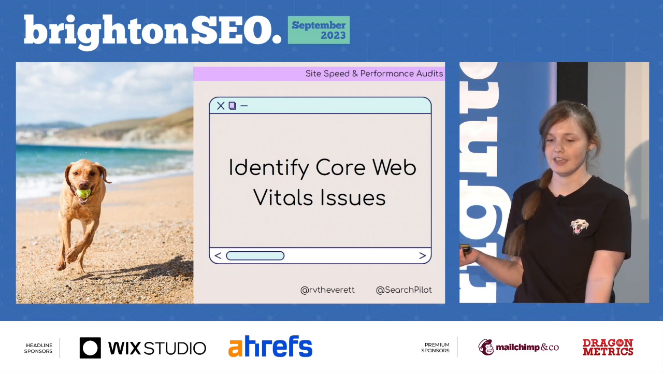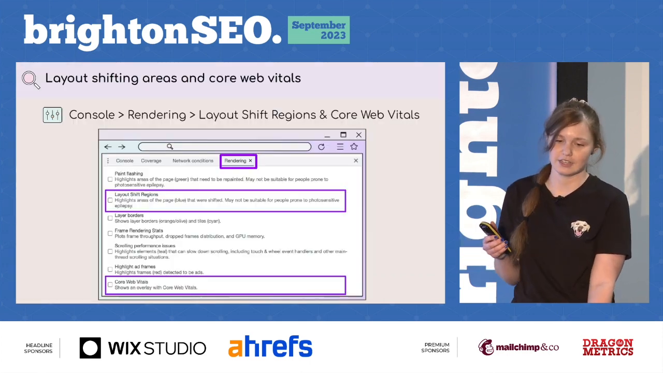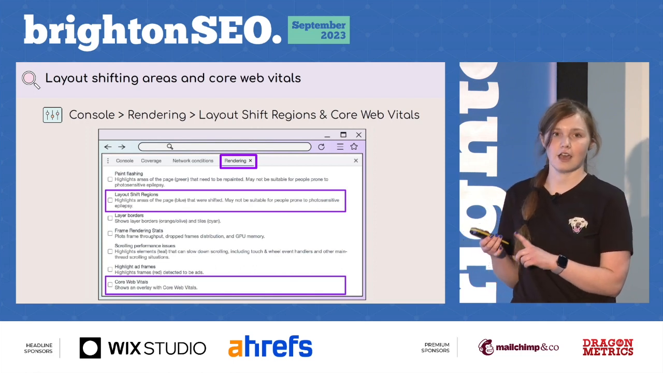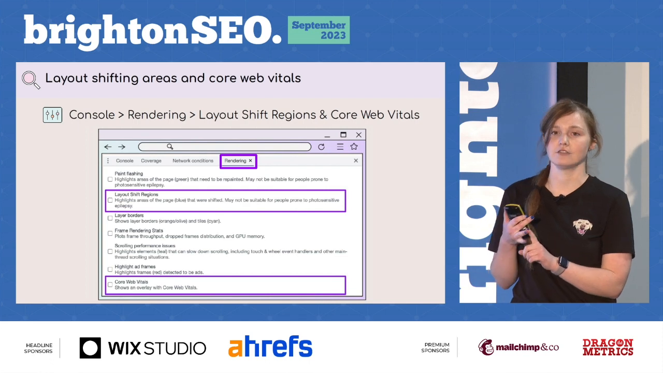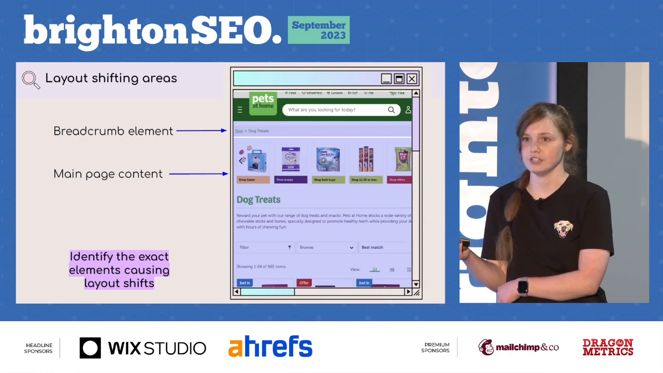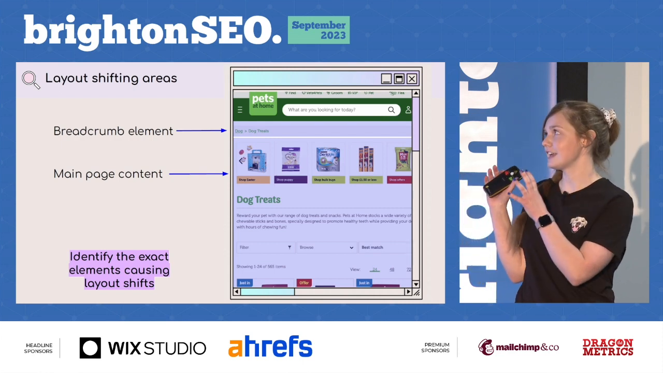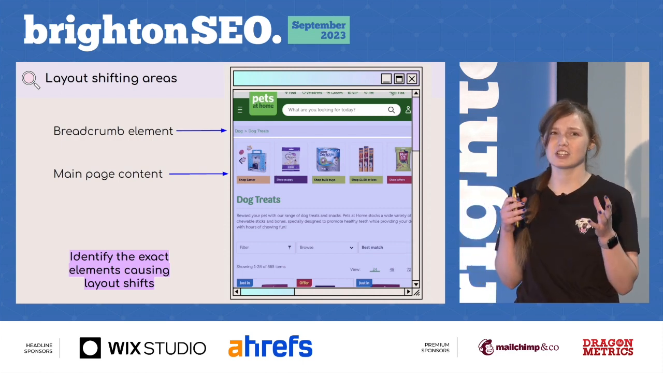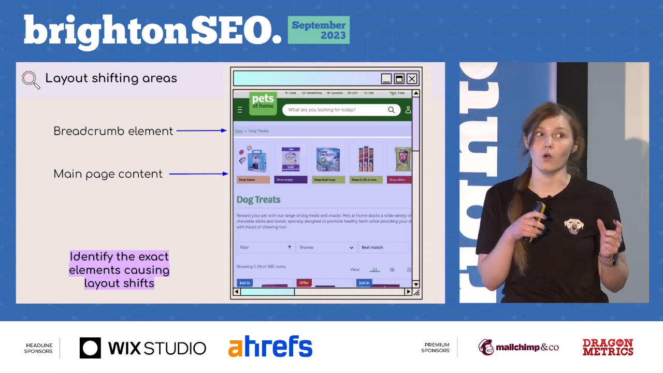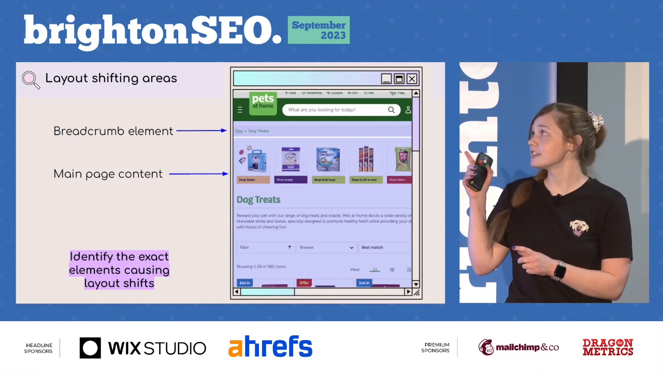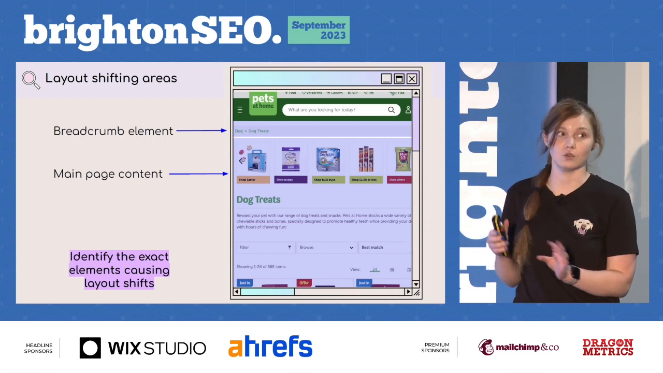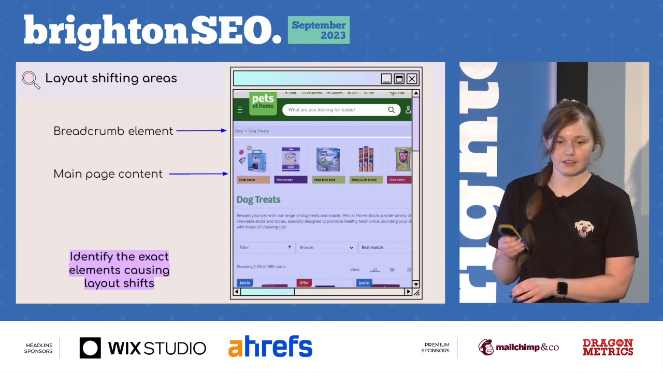We can also identify everyone's favorite Core Web Vitals issues. So there's two different ways we can do this within the console drawer. In rendering, we have the layout shift regions, and we have the Core Web Vitals overlay. So with the layout shift regions, this is going to tell you exactly what is causing those shifts that we see. So usually we'll see them, we open a page, things shift around, but it can be really useful to know exactly what that is that's causing the shift. So this is going to highlight in blue. We've got the breadcrumbs and the main content highlighted. They are the things that are causing a shift on the page, which isn't great.